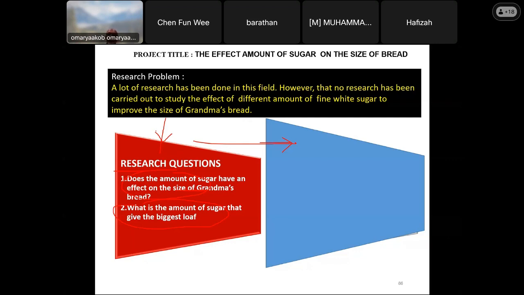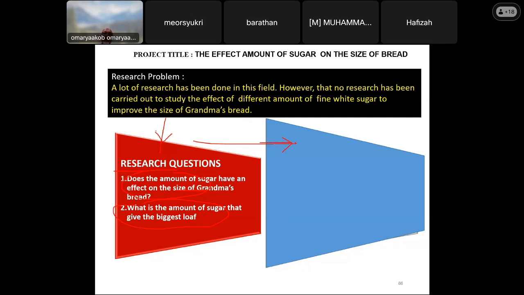So that's the first question. That's the first question answered by the first objective. The objective is to determine whether the amount of sugar has an effect on the size. So if you achieve your objective, that will answer the research question, right? So what about number 2? Prof, yeah, Neo here. Neo. Is it okay to identify the amount of sugar?